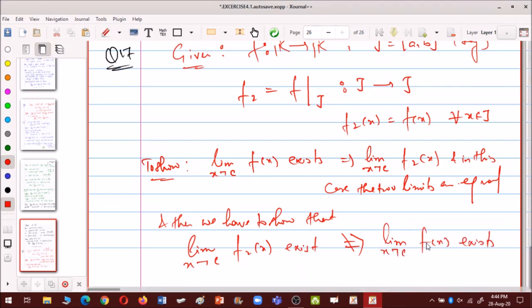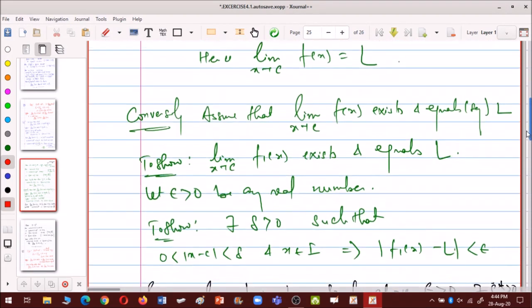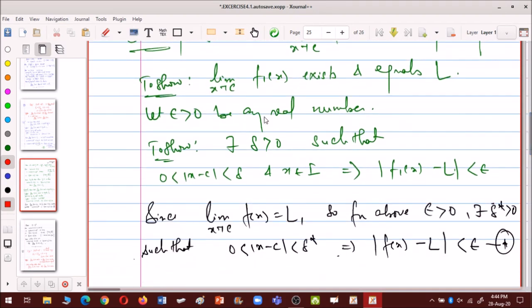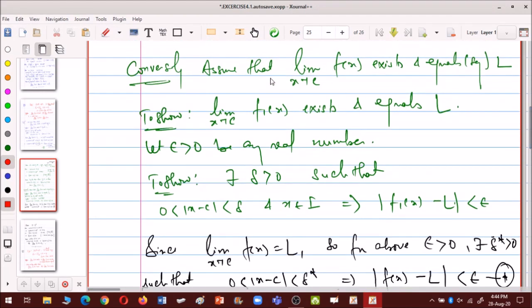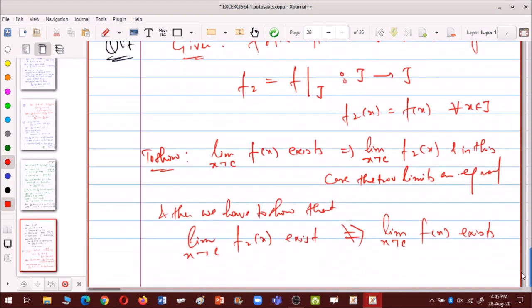So for this we have to give an example, and this part I am leaving because it is similar to the converse part of the last question. So this is the converse. Because we have nowhere used the condition of openness here, this converse part of the proof can be copied as it is. So I am leaving this part; I am assuming that you all can write it.